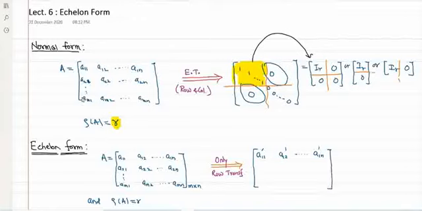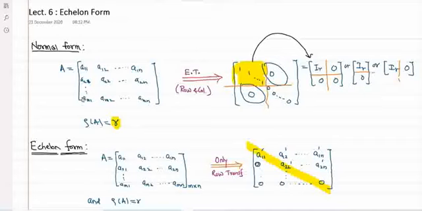Second row, 0, A22 dash, and so on, A2n dash. Third row, like that. So here the first R rows form an upper triangular matrix. If you consider this as the diagonal entry, then the first R rows form an upper triangular matrix, and the remaining rows are identically 0.